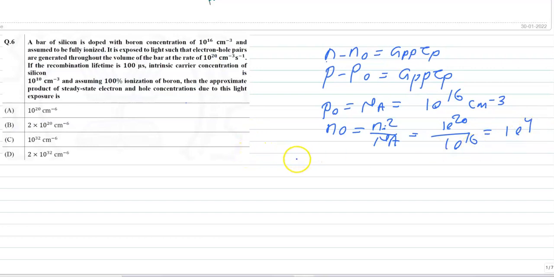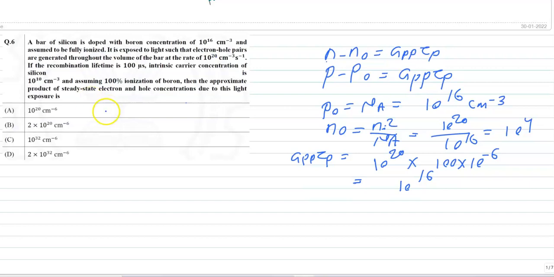Now come to the right hand part, that is G_P tau_p. G_P has already been given. See here, electron and hole pairs are generated throughout the volume of the bar at the rate of 10 to the power 20 cm^-3 s^-1. So G_P is 10 to the power 20, into tau_p, that is 100 into 10 to the power minus 6. So how much is it coming? 10 to the power 16.